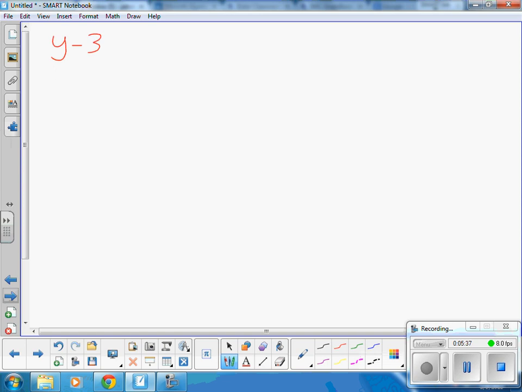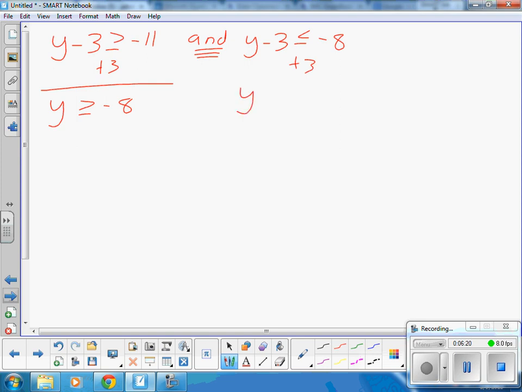y minus 3 is greater than or equal to negative 11, and y minus 3 is less than or equal to negative 8. Okay, so we solve each part individually. I'm going to add 3 to both sides here, so I get y is greater than or equal to negative 8. And here I'm going to add 3 to both sides, and I get y is less than or equal to negative 5.